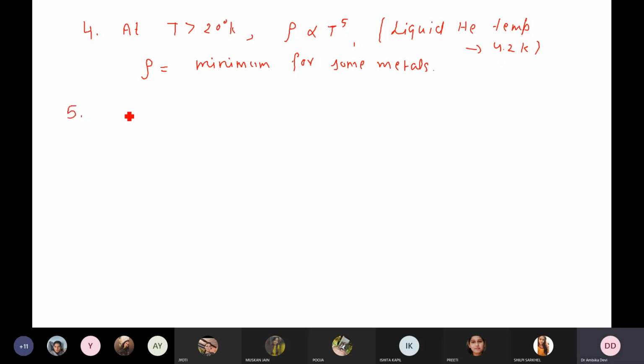And then the fifth one is, for most of the metals, resistivity decreases with increase in pressure.